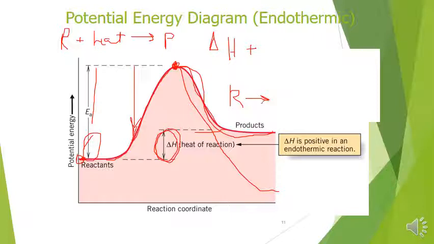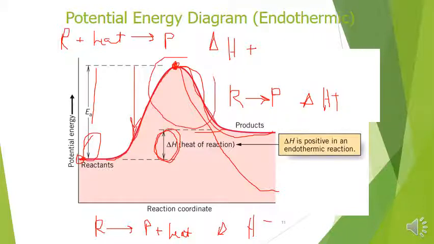An endothermic reaction can be written as R plus heat gives me product, or R to P, where delta H is positive. An exothermic reaction, which we just did, could be written as R to P plus heat, with a delta H of minus. Both of them have an energy of activation that you can't see in the delta H.